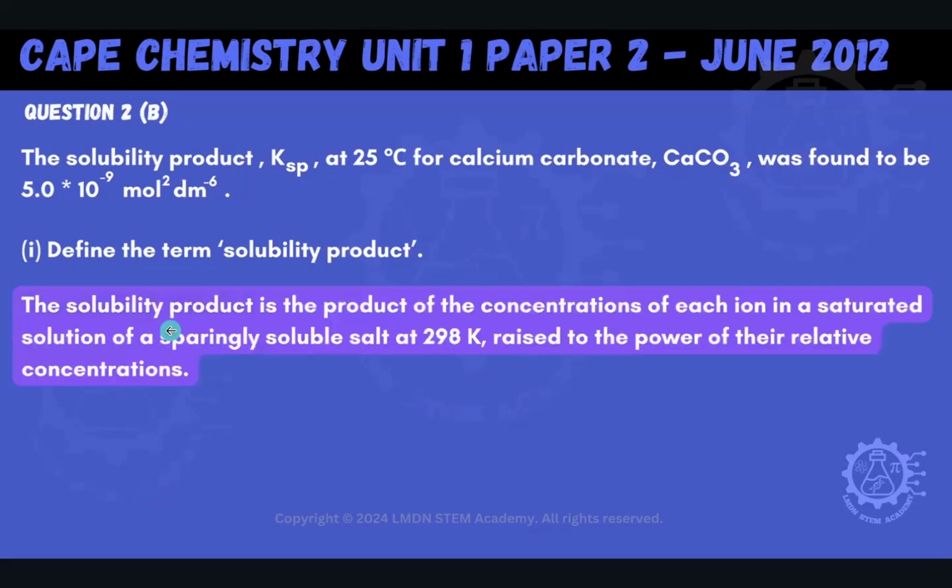So the solubility product is the product of the concentrations of each ion in a saturated solution of a sparingly soluble salt at 298 Kelvin, raised to the power of their relative concentration. So very much as how we just did the setup for how we would have found the KSP of calcium hydroxide, that's exactly how we would write it, and that's how we define it. It's just a product of ion concentrations in that saturated solution at that temperature.